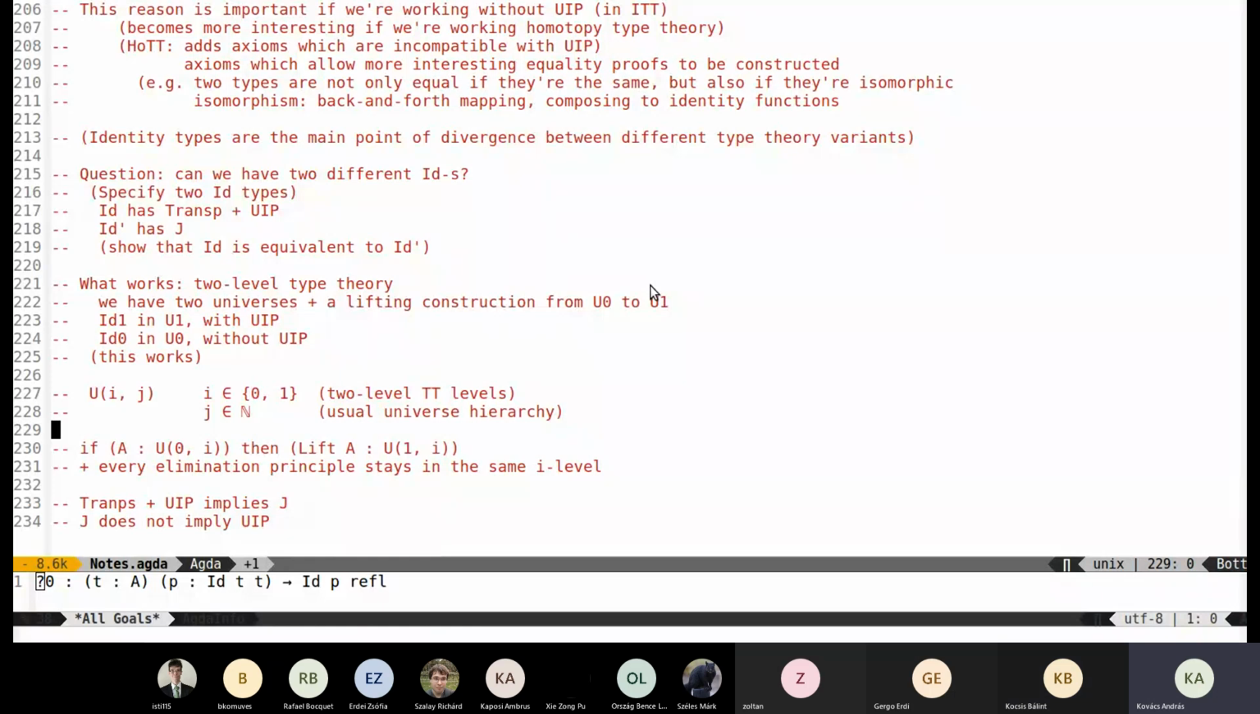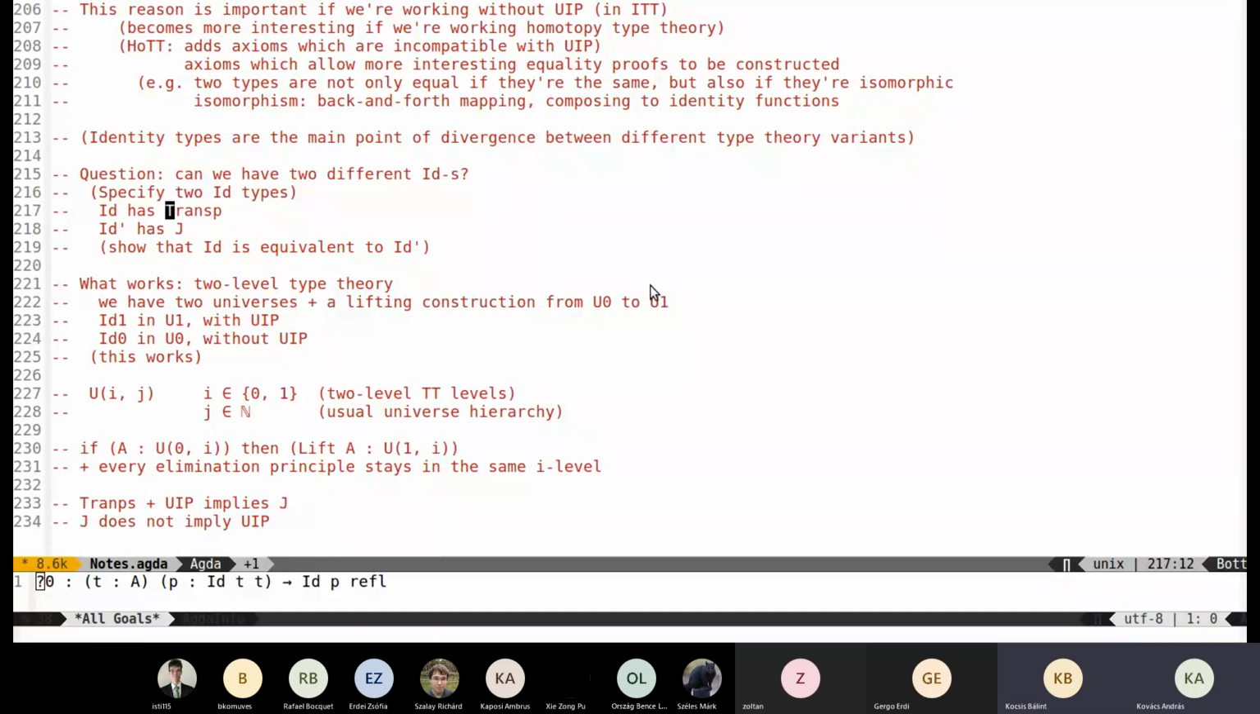Yeah. So one way to think about it is that UIP just infects the other identity type in this case. And what if we had two identity types, but without bringing UIP into the picture? Could you prove then that they are equivalent? So for example, what happens if I say that one has transp and the other has J?